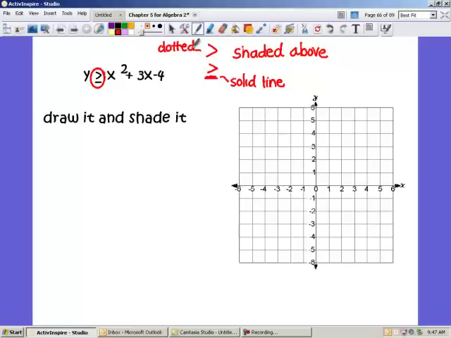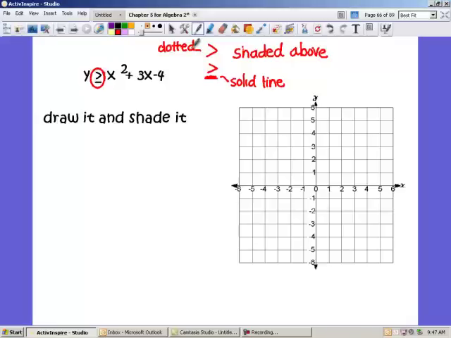So what I'm going to do is I'm just going to go to my y equals in my calculator, and I'm going to plug in, instead of worrying about this symbol here, I'm just going to plug it in like normal. So I have x squared plus 3x minus 4. And I'm going to hit the graph button, and there's my graph.